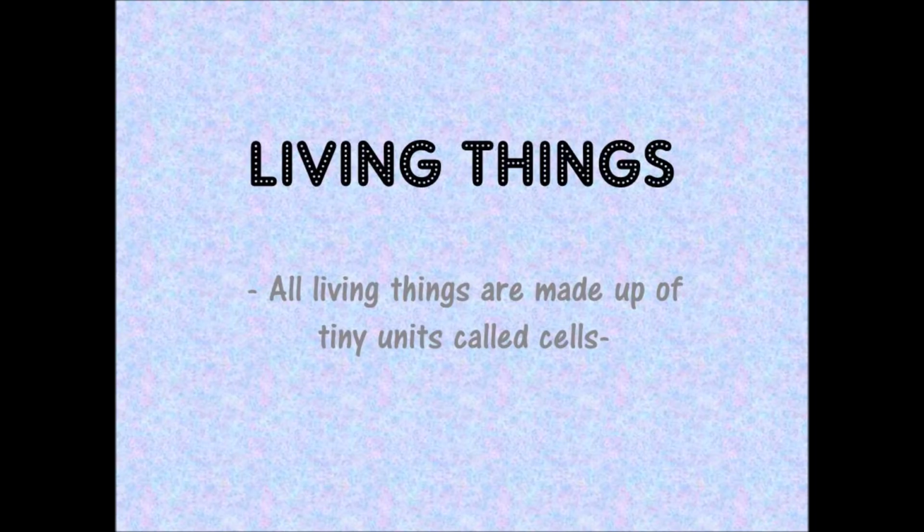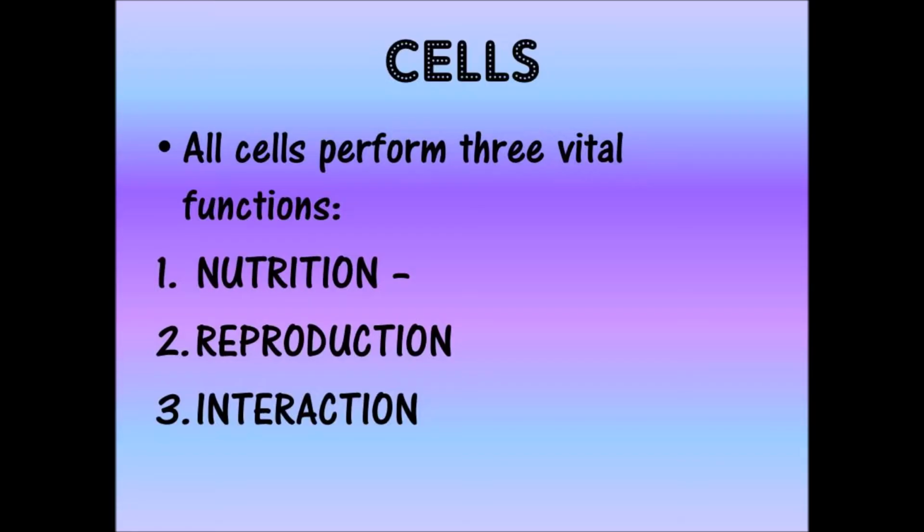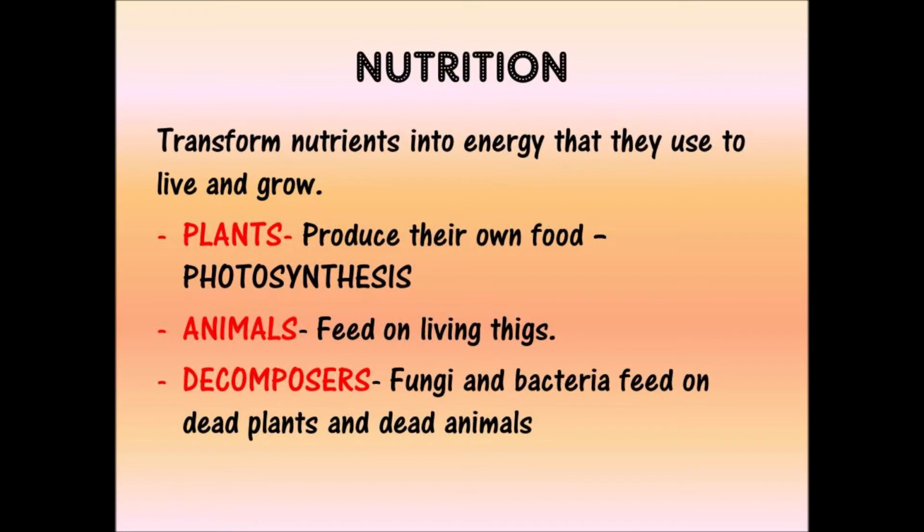Living things. All living things are made up of tiny units called cells. A cell performs three vital functions: nutrition, reproduction, and interaction. Nutrition. During nutrition, the cell transforms nutrients into energy that the cells use to live and grow.